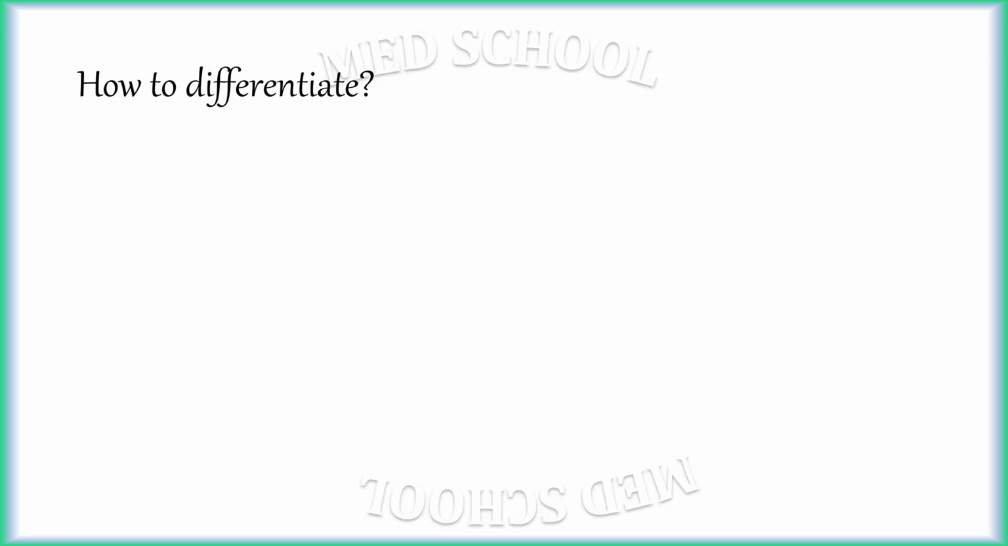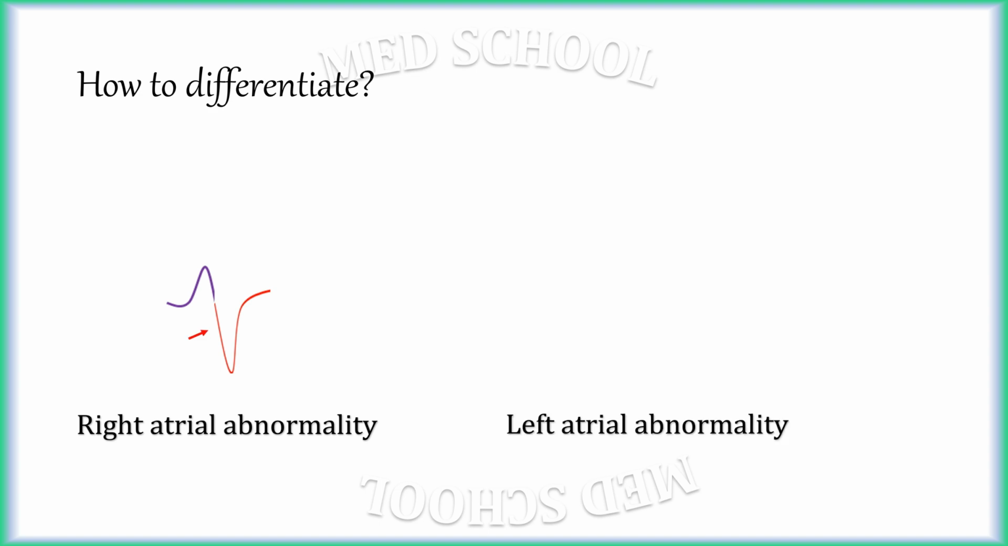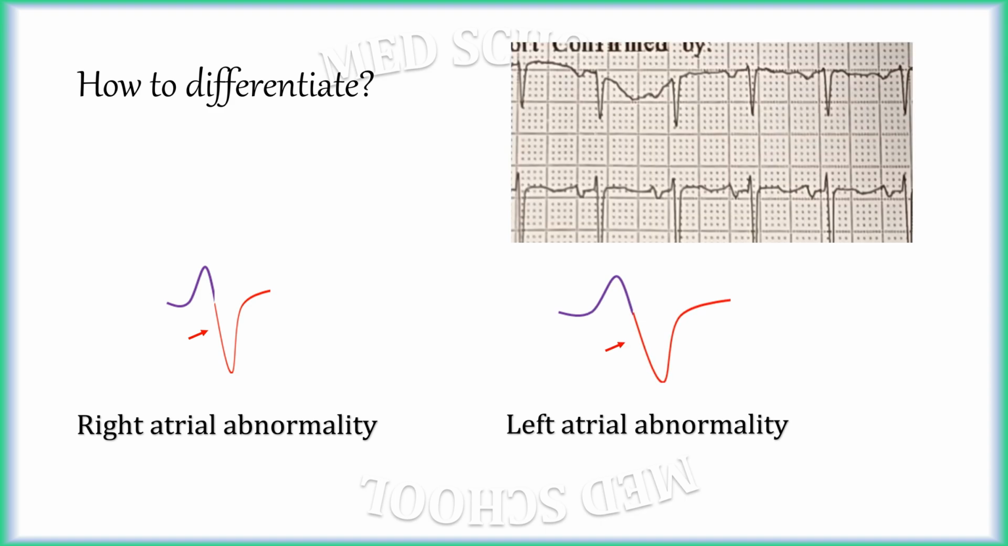This confusion can also be cleared by shape of P wave. In right atrial abnormality, slope of intrinsicoid deflection of P wave is sharp, while in left atrial abnormality, slope of intrinsicoid deflection of P wave is normal. In last ECG, P wave in lead V2 shows sharp slope of intrinsicoid deflection. Hence, this P wave represents right atrial abnormality.